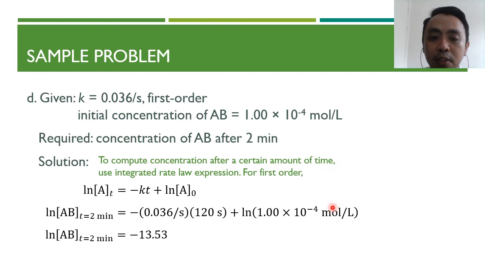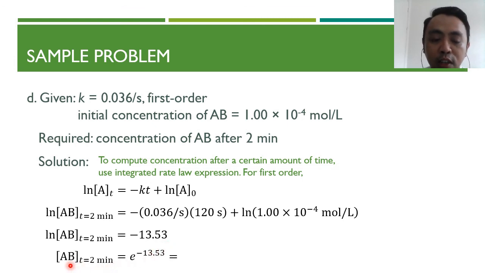Now, in order for us to be able to compute the concentration of AB, we have to get rid of the Ln operator. Remember that in your mathematics, you might have already learned about something called inverse functions. An inverse function only serves to remove the operation, leaving us only with the term inside the operation itself. Now, the inverse of Ln is the exponential, so that's Euler's number raised to the value of negative 13.53.